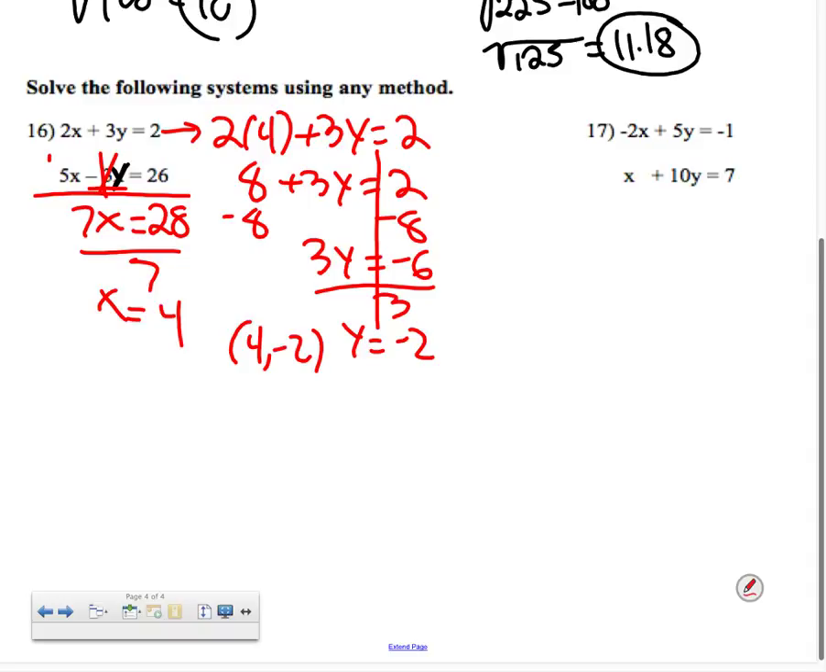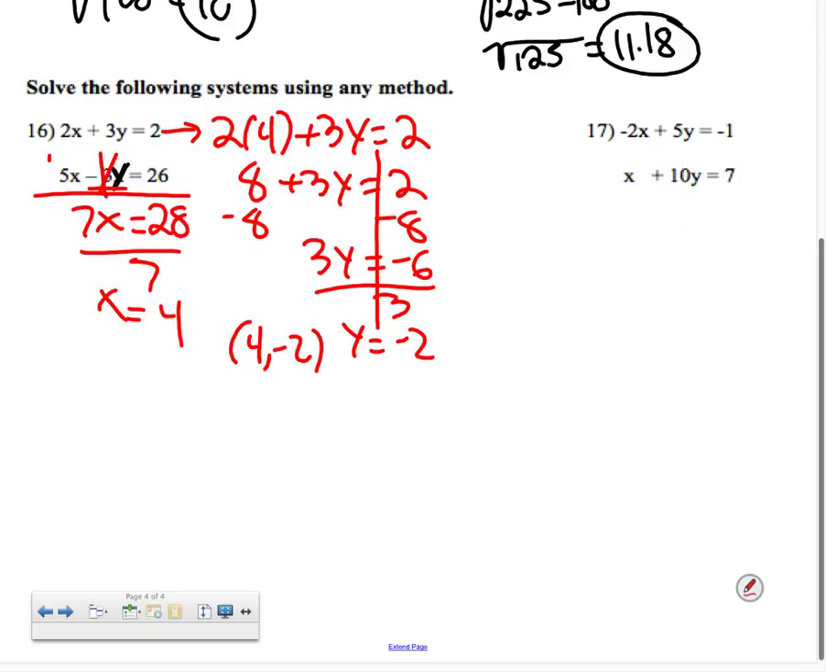For example, number 17, we have negative 2x plus 5y equals negative 1, and then x plus 10y equals 7. Well, I need to get these to cancel when I add them together. Because right now when I add them together, negative 2x plus x is just negative x. And 5y plus 10y is just 15y. There's no 0 yet. Nothing cancels. So that's bad. I can't have that. I need to change one of them first.